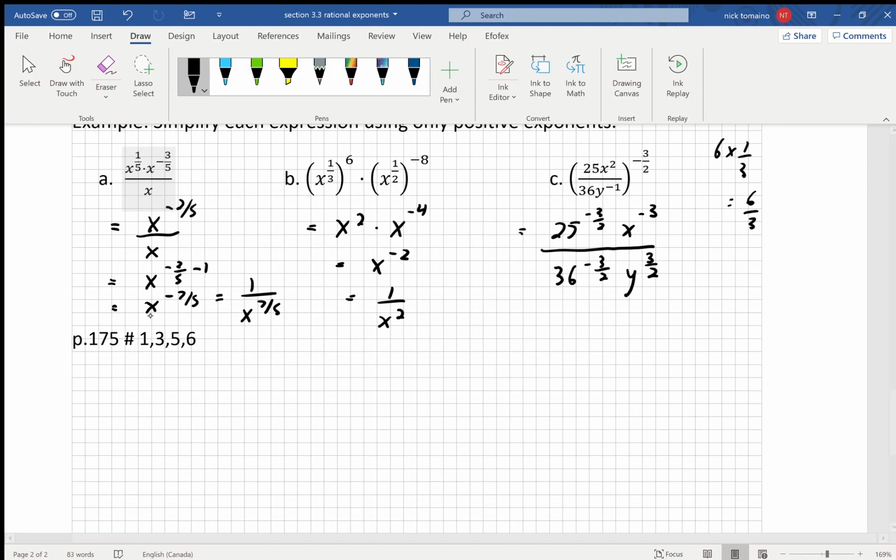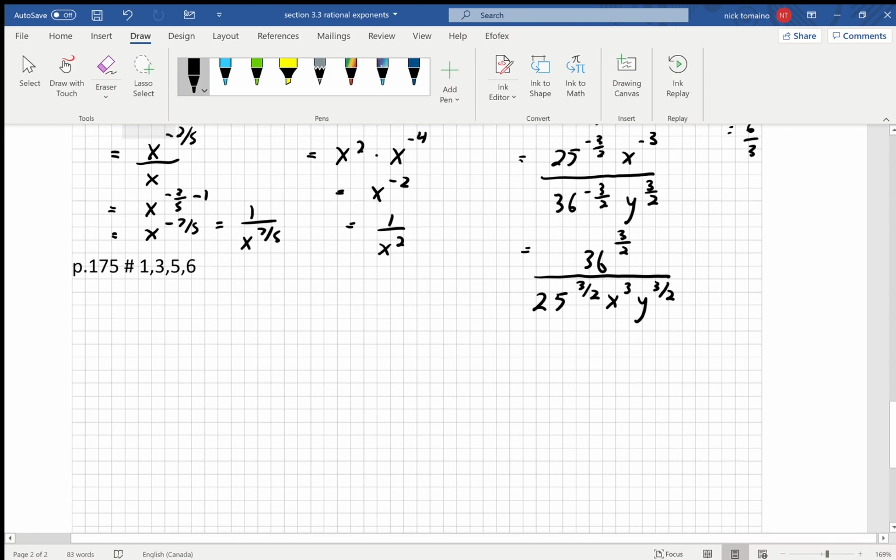Now we're going to flip some stuff because we don't want negative powers. So both terms in the numerator are going to go to the denominator, and only one is going to go to the numerator. So we're going to have 36 to the 3 over 2 over 25 to the 3 over 2, x to the 3, y to the 3 over 2. We're almost done. Now we just want to evaluate the two numbers.